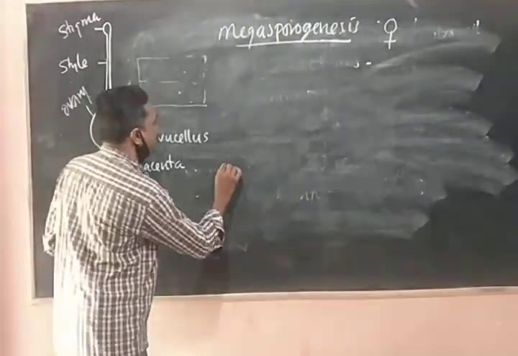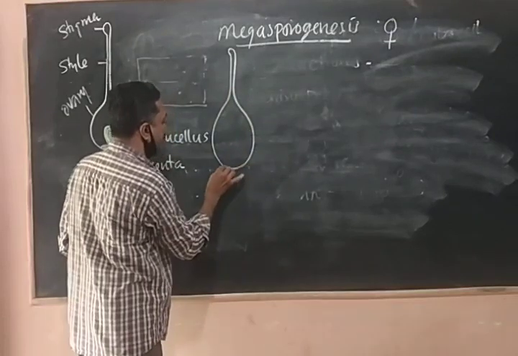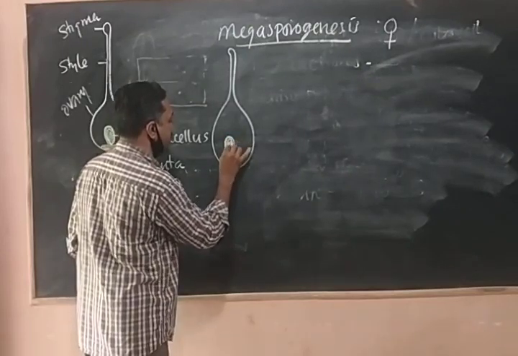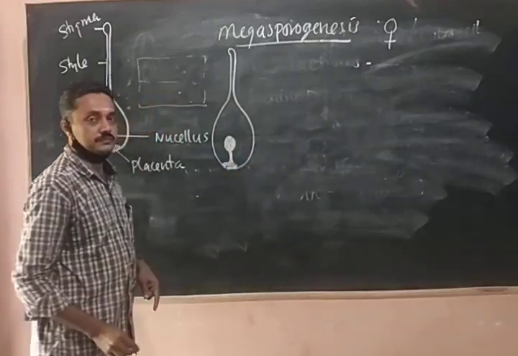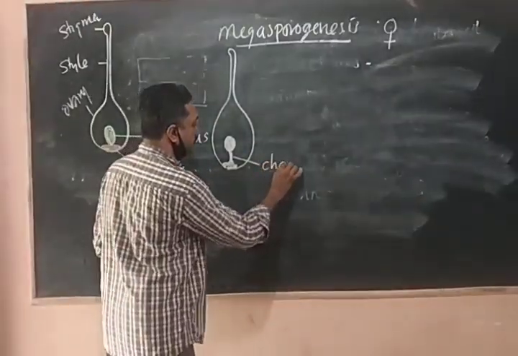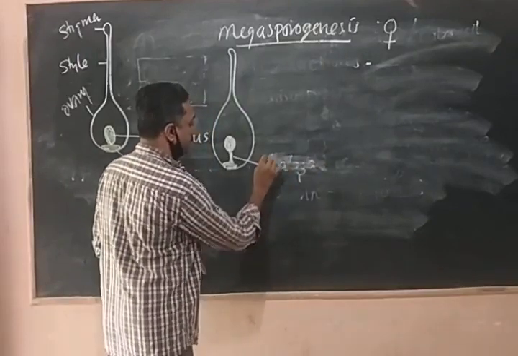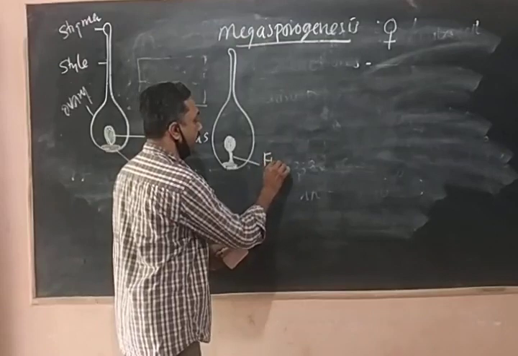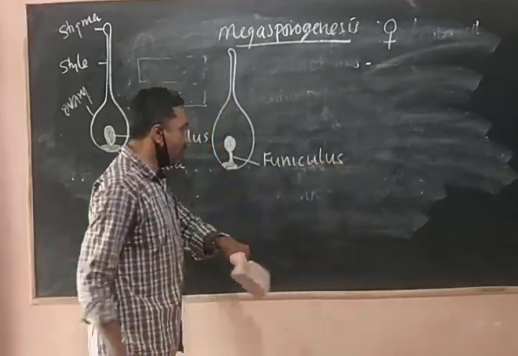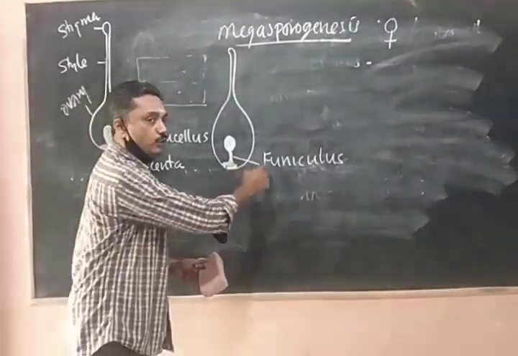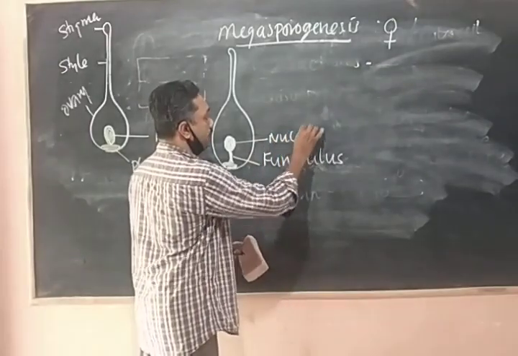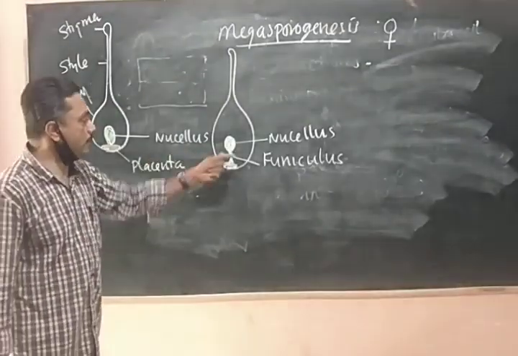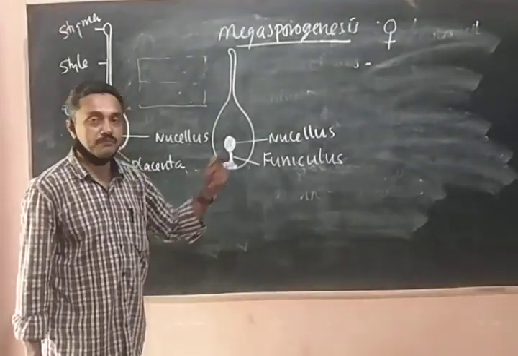Then after this, the nucellus develops a small stalk-like structure. Like this. The stalk of the nucellus is called the funiculus. F-U-N-I-C-U-L-U-S. First of all, a small mass of tissue develops, called the nucellus. It develops a small stalk-like structure, and that stalk-like structure is called the funiculus.